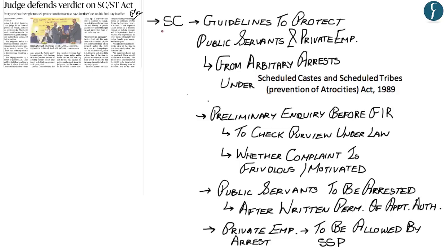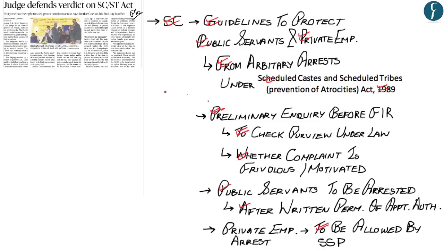Now, hopefully, up till here, you have understood that the Supreme Court has issued guidelines to protect public servants and private employees from arbitrary arrest under the Scheduled Caste and Scheduled Tribes Prevention of Atrocities Act of 1989, wherein, under these guidelines, a preliminary inquiry would be held before an FIR is filed under this Act, and this inquiry would check the purview whether this complaint is under this Act or not, and whether the complaint is not motivated or frivolous. And moreover, a public servant can be arrested under this Act after a written permission of the appointing authority. And similarly, a private employee can be arrested under this Act after it is allowed by this SSP.